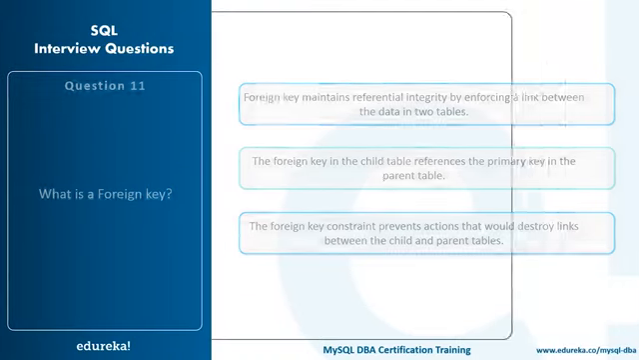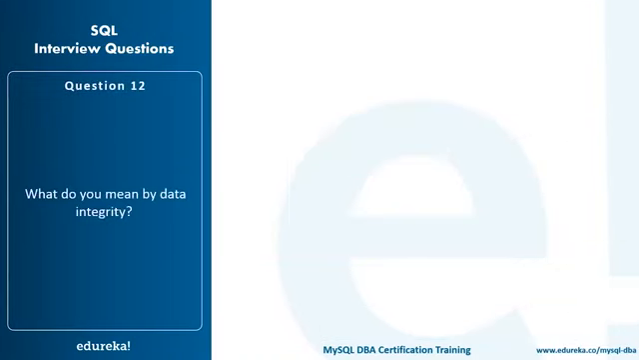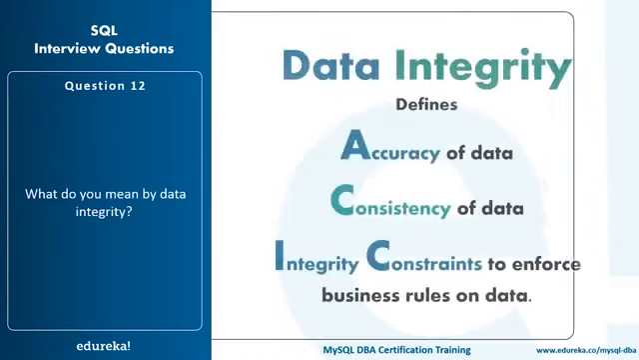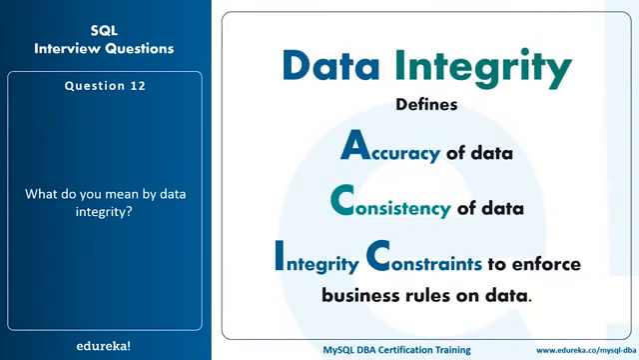Now moving forward to our next question, that is, what do you mean by data integrity? Data integrity defines the accuracy as well as the consistency of data stored in the database. It also defines the integrity constraints to enforce business rules on the data when it is entered into an application or a database. So if you have to answer this question, you can say that data integrity defines the accuracy and the consistency of data.